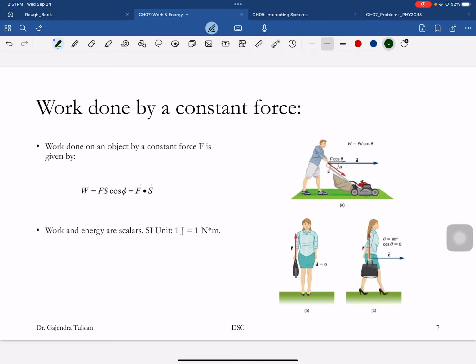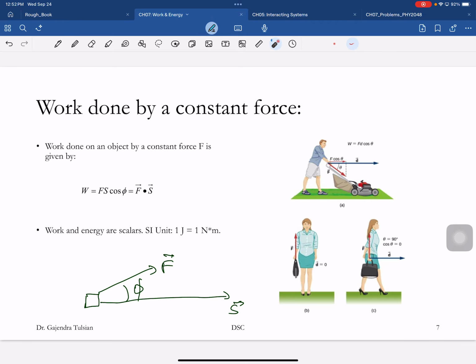So here's an object. Let's say you apply a force like that, and the force is constant throughout the displacement. Then the work you've done is force dotted with the displacement vector. This is assuming straight line motion. You've seen that the dot product is defined as the magnitude of the force times the magnitude of the displacement times cosine of the angle between them.